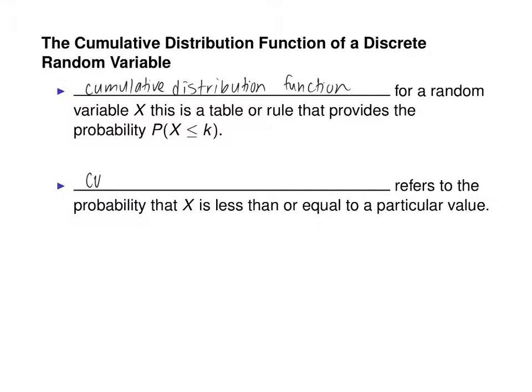And then the thing called the cumulative probability refers to the probability that x is less than or equal to some particular value. We're going to have an example of something actually in context, so this will make more sense. But the point with cumulative stuff is you're accumulating probabilities up to a point, like you add them together.